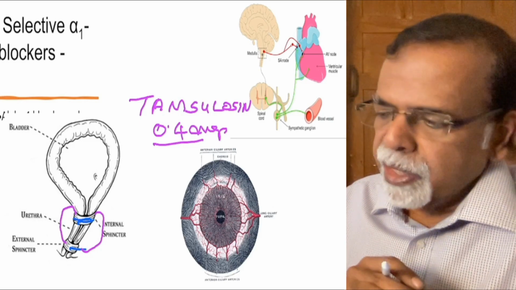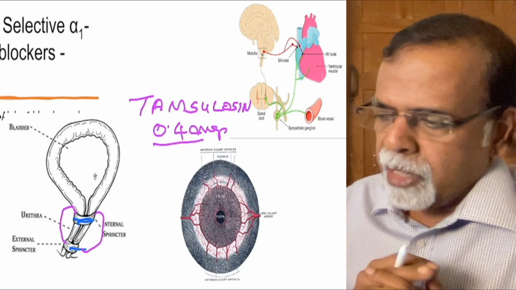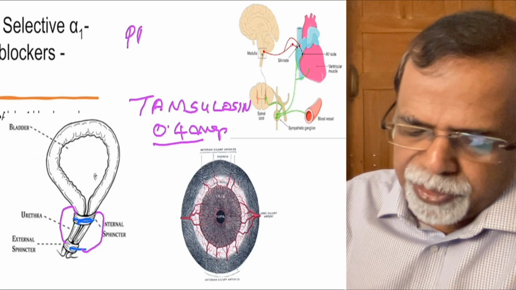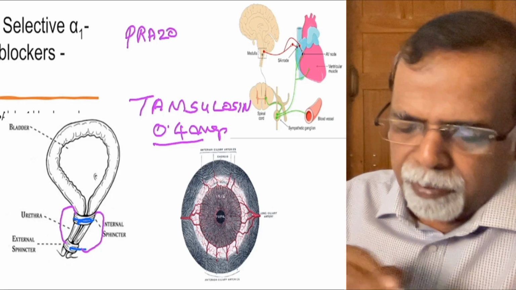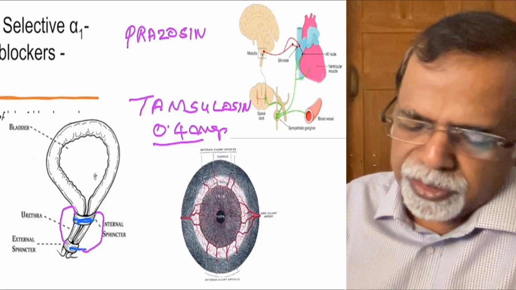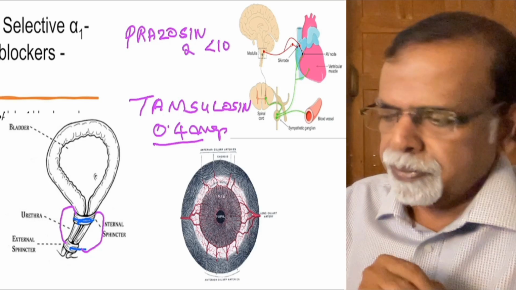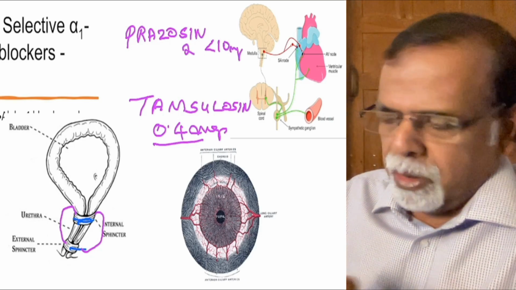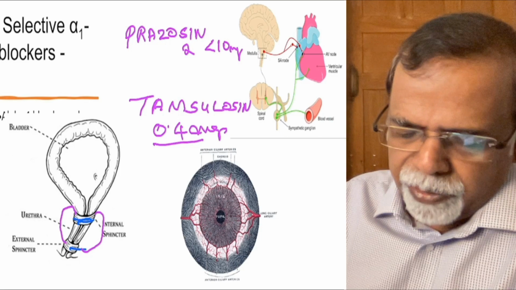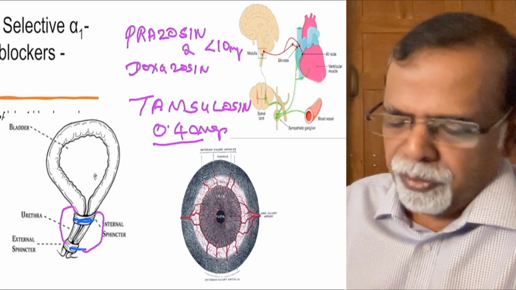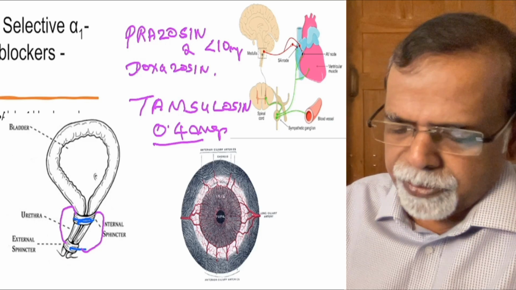For hypertension, we give prazosin, especially if the patient has got a benign prostatic hypertrophy. The dose used is usually 2 to 10 milligrams. Doxazosin can also be given. The dosage is usually 1 to 8 milligrams.